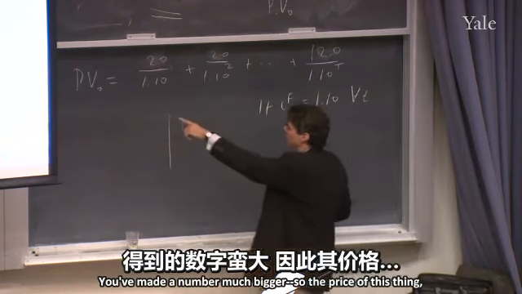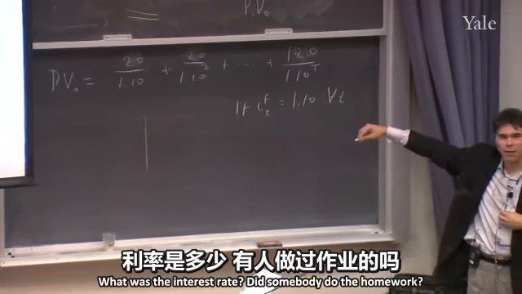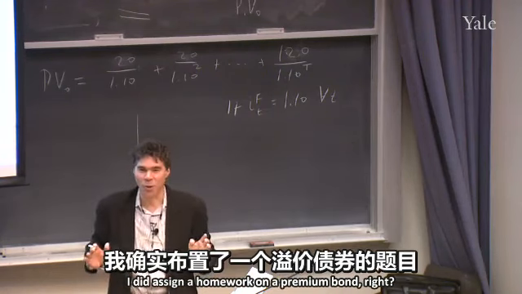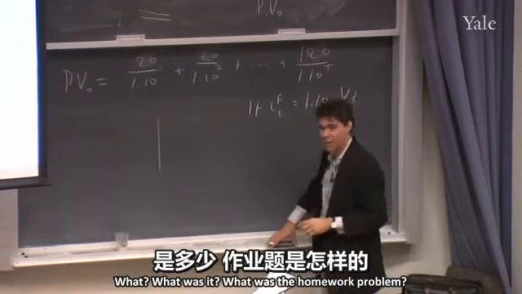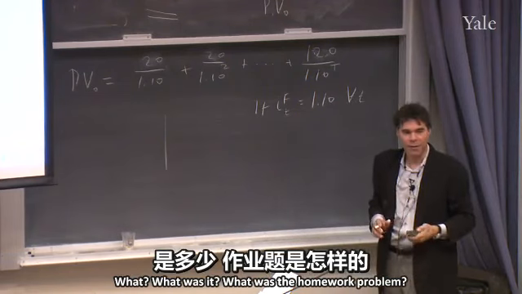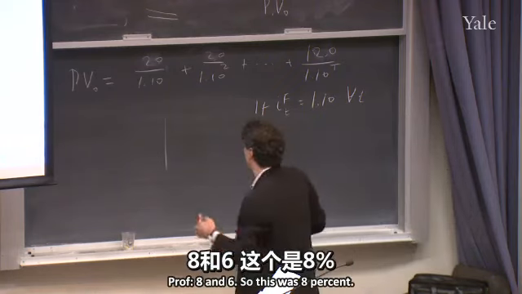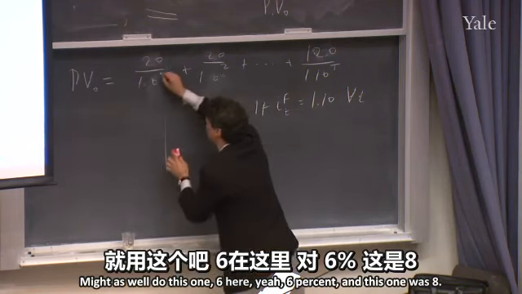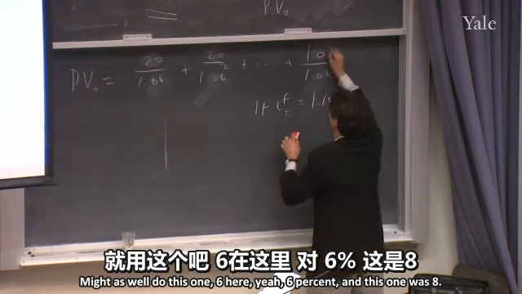So the price of this thing, by the way, what was the homework problem? What were the numbers? What was the interest rate? Did somebody do the homework? I did assign a homework on a premium bond, right? Where the interest rate was 5% and the coupon was 10. Was that what it was? What was the homework problem? 8 and 6. Okay, so this was 8%. Might as well do this one. You can do 6 here. Yeah, 6%. Okay, and this one was 8.